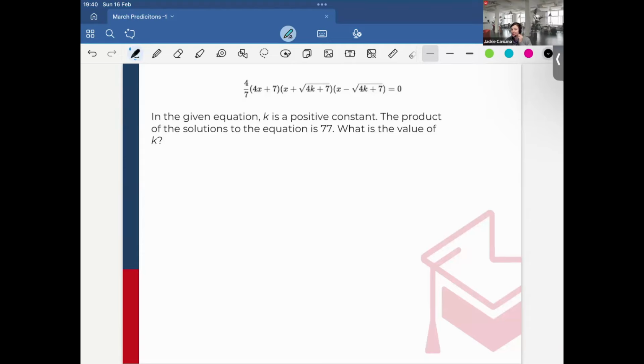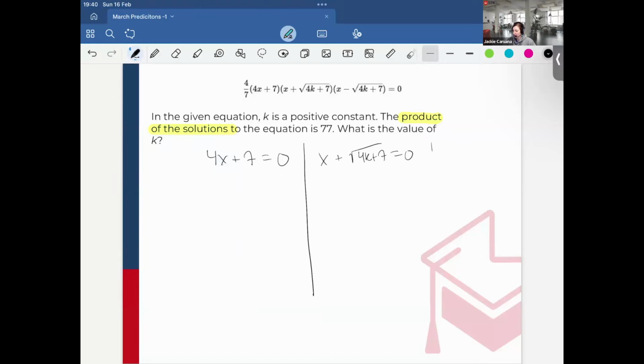Okay, so here we have this amazing problem, and it gives me an equation, and it says, in the given equation, k is a positive constant. The product of the solutions to the equation is 77. What is the value of k? So let's see. First of all, everything's in terms of 0. So what I can do is just take 4x plus 7, set equal to 0. Put x plus the square root of 4k plus 7 also equal to 0. And then x minus the square root of 4k plus 7 also equal to 0.